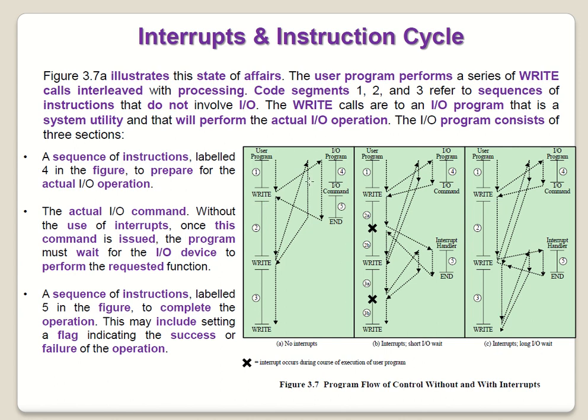So here is the IO program. Can you see here? There are 2 segments numbered 4 and 5. What is 4? The code segment numbered 4 is to prepare the actual IO operation.